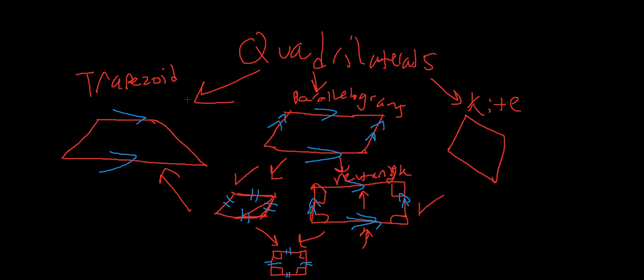So those are the basic categories you can find yourself in. If you have one set of parallel sides, exactly one, you're in the trapezoid family. If both sets of sides are parallel, you're in the parallelogram family, and there's interesting different types. And if no sides are parallel at all, you're in this kite family.